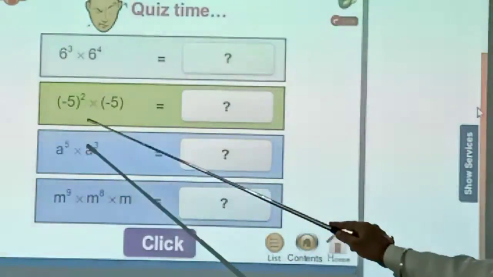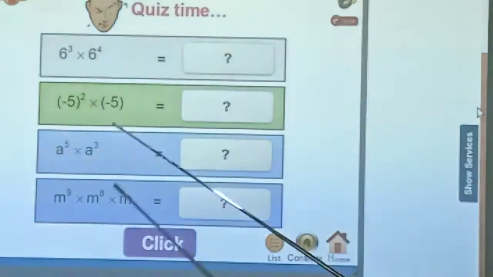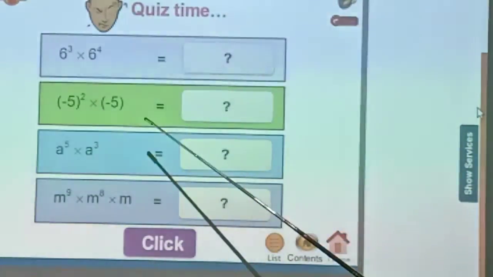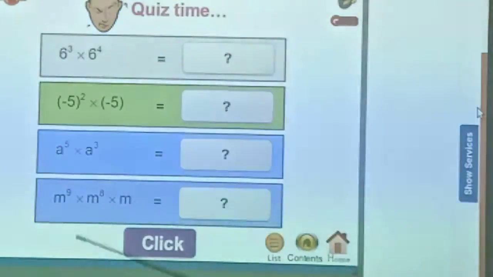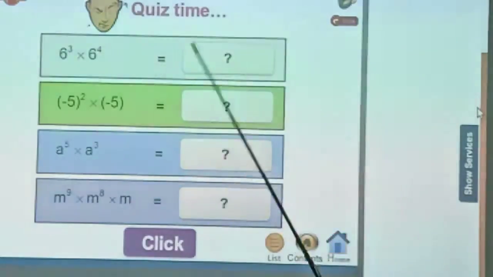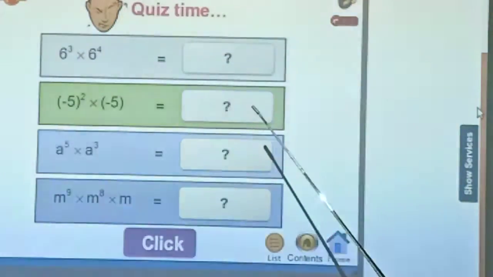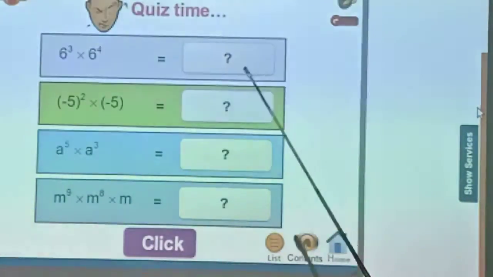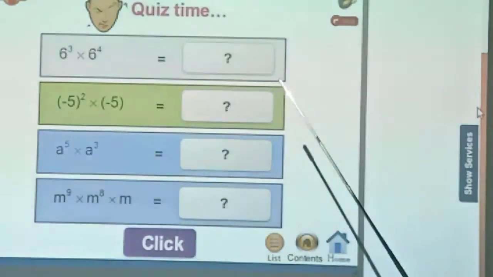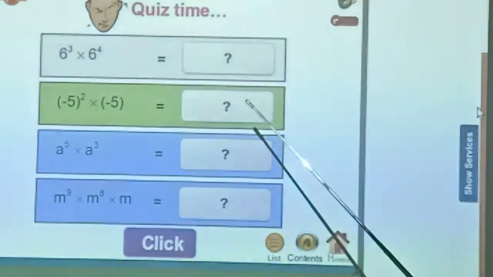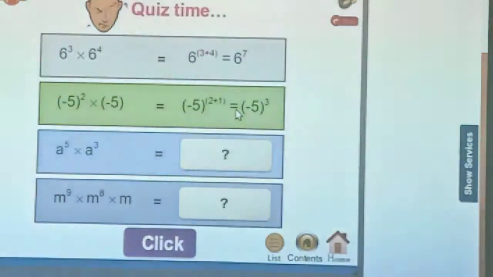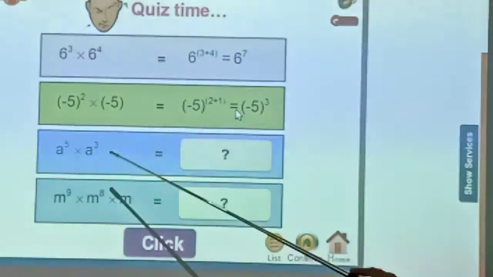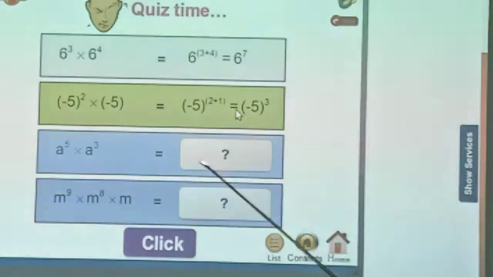Now minus 5 to the power 2 multiplied by minus 5, when there is no power, it means there is 1. So 2 and 1 will get added here. So minus 5 raised to the power 2 plus 1, which will be minus 5 raised to the power 3. Here a raised to the power 5 plus 3, 8.